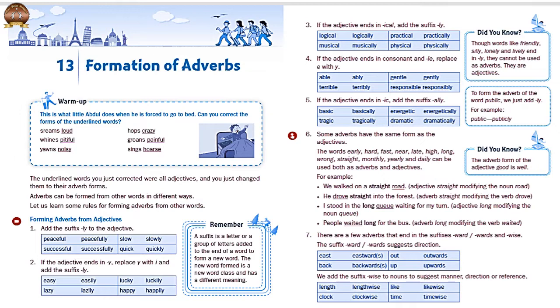Okay. So, we understood the ly rules. We understood that for making manner, direction and reference, we can add ward, wards and wise. Specifically ward and wards, they suggest direction. Remember that. Some adjectives, they change completely when we make them an adverb. Like for good, the adverb is well. You have to keep that in mind. And not all ly words are adverbs. Some remain adjective. And some adjectives remain the same when they are used as adverb.